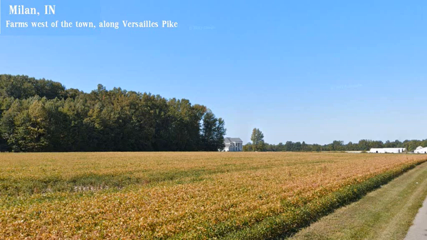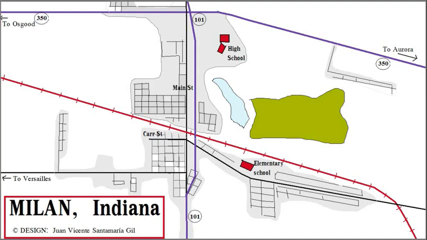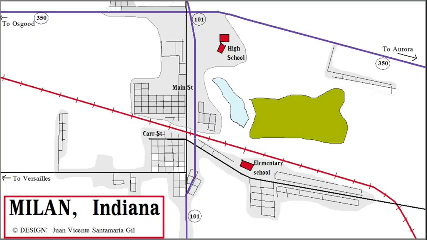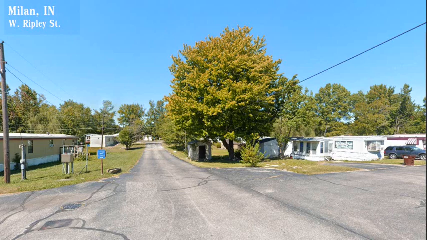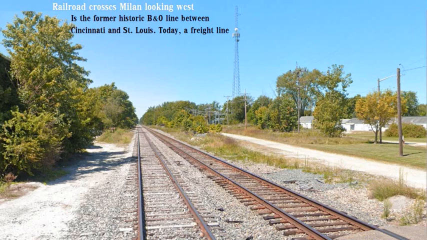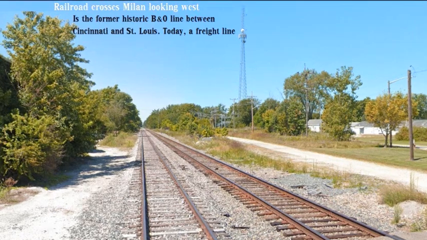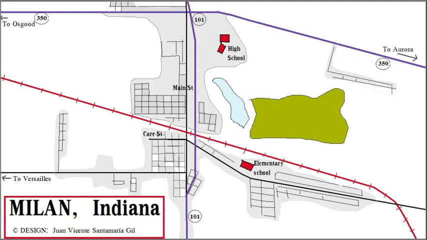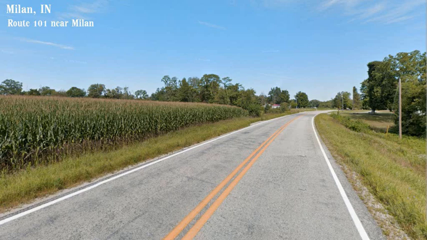The railroad today is an urban obstacle between the south and the north side of Milan, along Main Street, and the residential area to the west, Ripley Street. Today, the rail line, the former Ohio and Mississippi, and Baltimore and Ohio, is still in use, but only as a freight line. Today, Milan is bypassed by the two main roads that once crossed in the heart of downtown Milan.